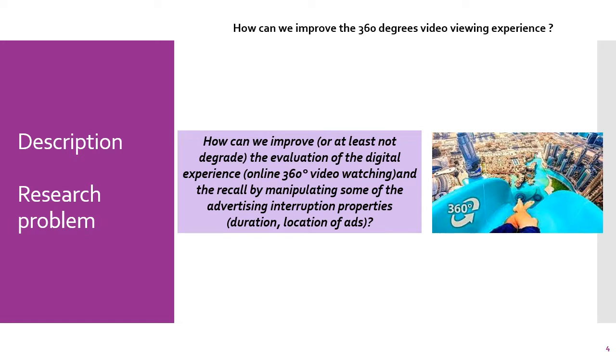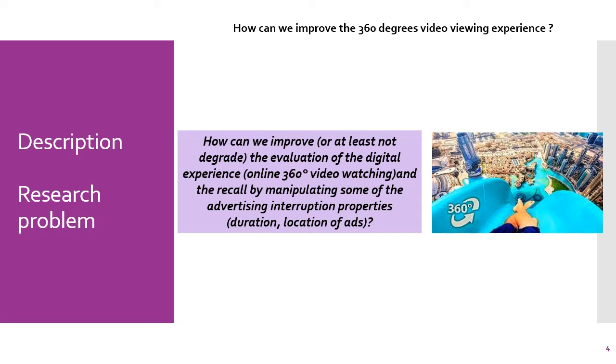So we want to study specifically the case for the 360-degree videos. And as you know, for YouTube and other free streaming platforms, their main business model is built on advertising. So they need to insert ads to be economically viable. And so the idea here is to say, how can we improve, or at least not harm or degrade, the evaluation of the viewing of these 360-degree videos?